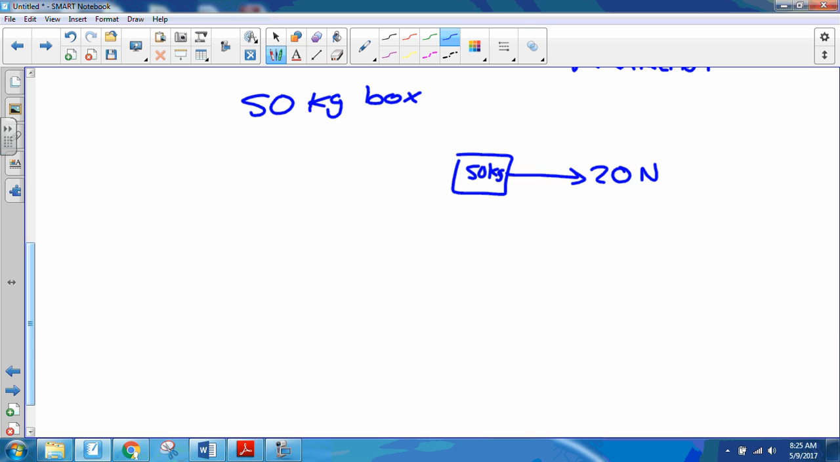While someone else applies a force of 10 newtons to the left. My question becomes, what is the acceleration of the box? And what is the net force of the box? So this is my given. My unknown is net force and acceleration.